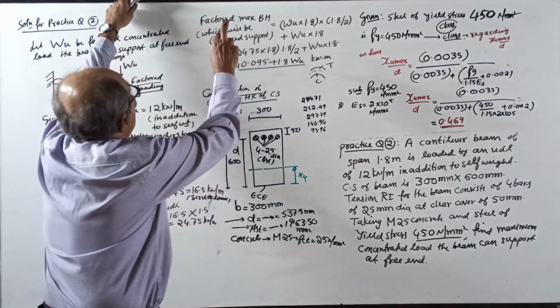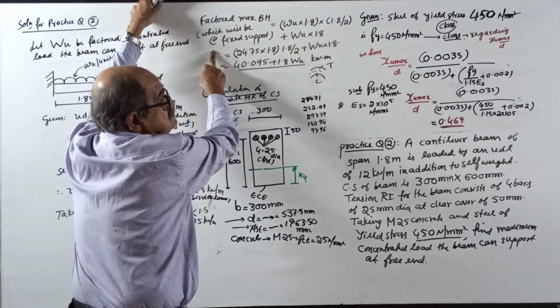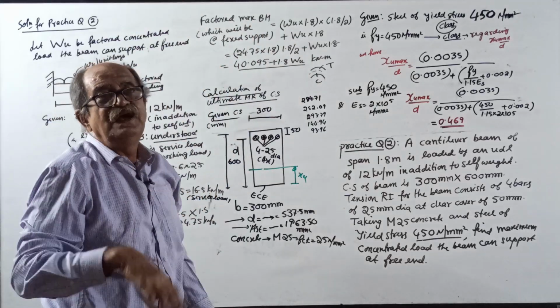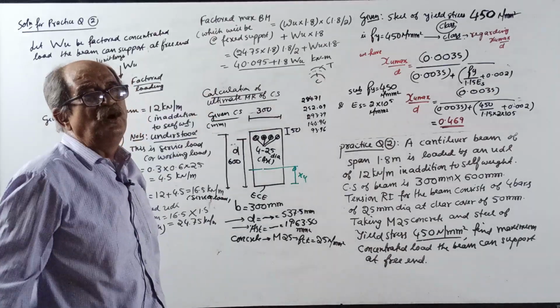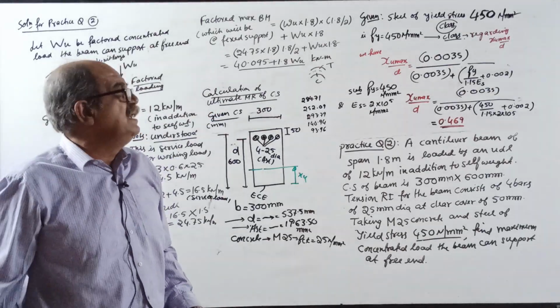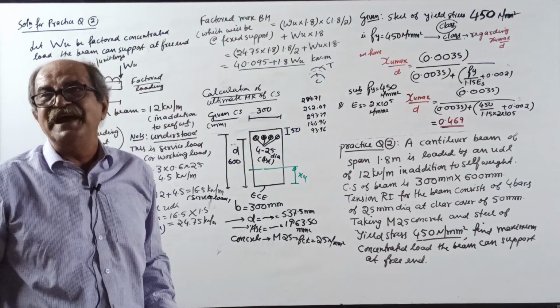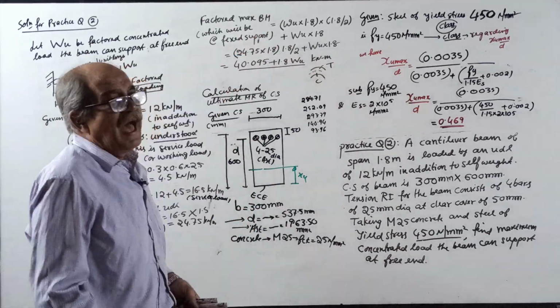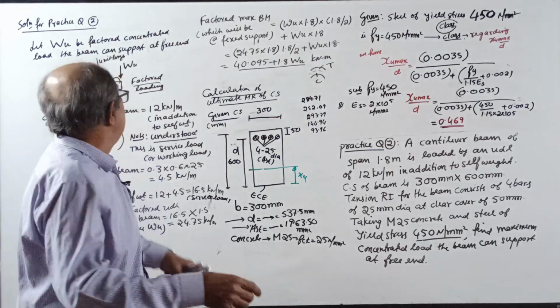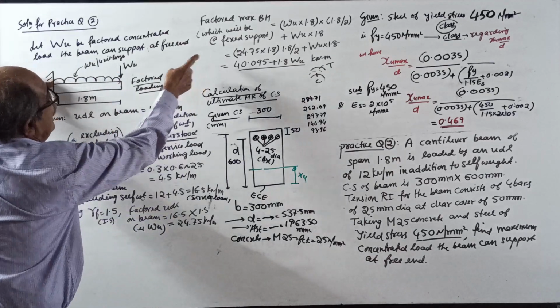Okay, now the factored maximum BM. This I will not tell much. For a cantilever under normal loading, I won't tell always, sometimes some couples are given and it will change. Under normal loading, for a cantilever beam, the maximum BM will be at the fixed end. Here it will be at the fixed end.